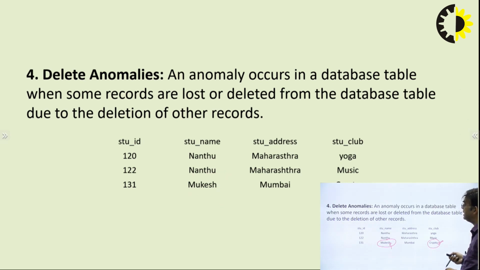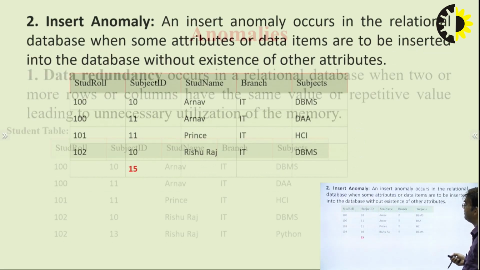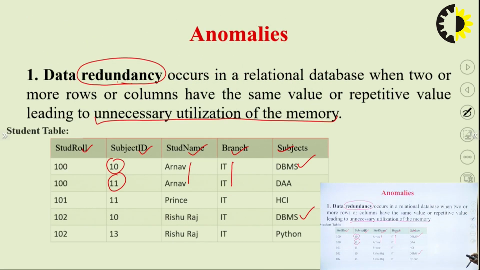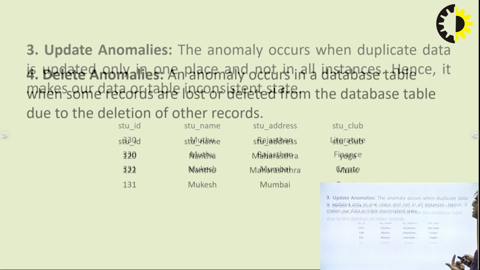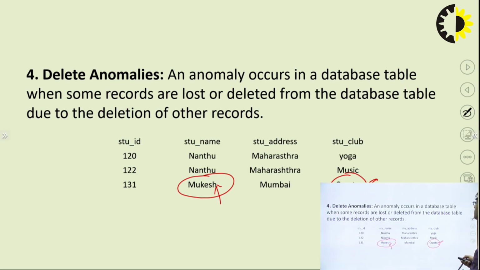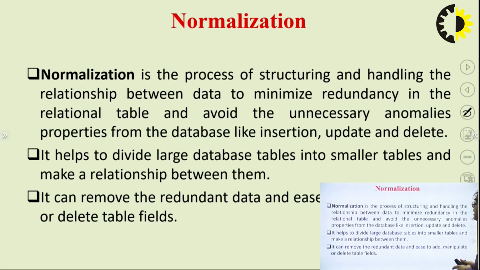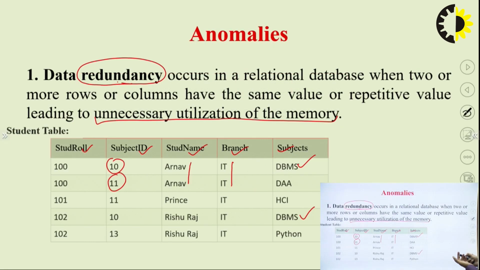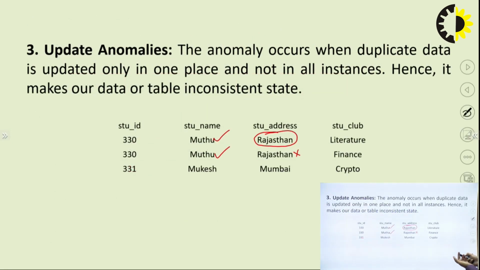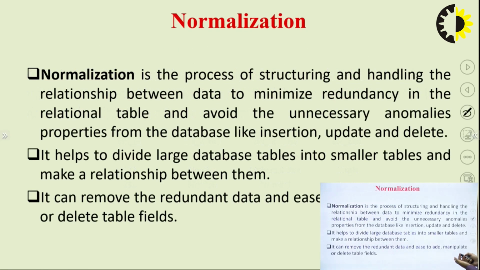After discussing these anomalies, there are actually 4 types of anomalies that occur in a database. First, data redundancy. Second, insert anomalies. Third, update anomalies, and fourth, delete anomalies. Now we have to understand normalization. In normalization, we have to handle all these anomalies: data redundancy, insert anomalies, update anomalies, and delete anomalies.